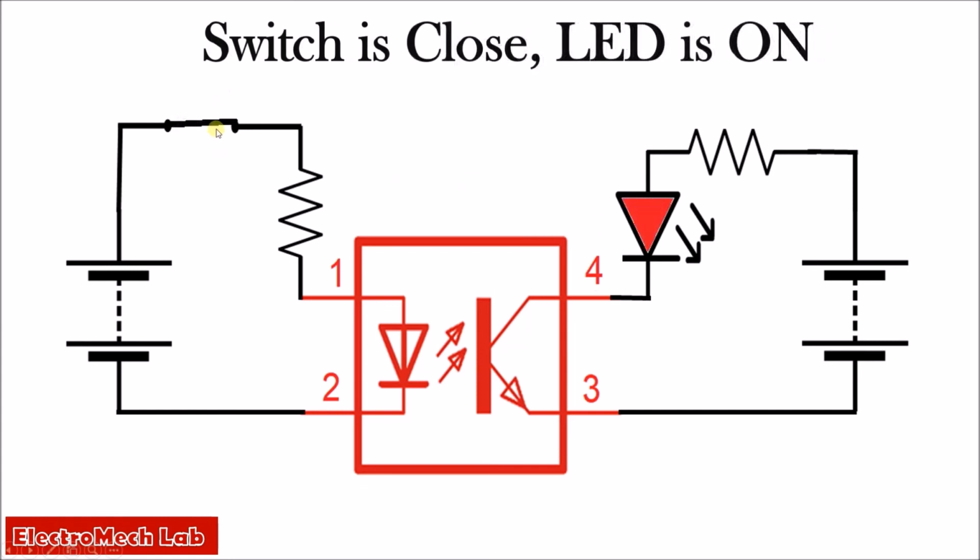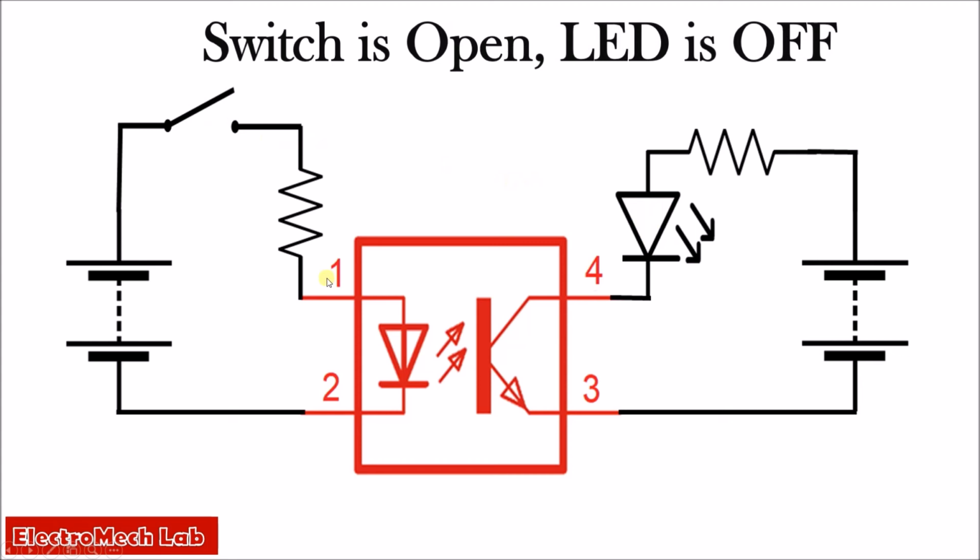But when switch is closed, then current starts flowing through the resistor and this LED. This LED glows and it emits light on the base of this transistor, and current starts flowing through this resistor and this LED, and this LED starts glowing. You can see here when switch is open there is no current in this circuit. Likewise there is no current in this circuit, so this LED is off.